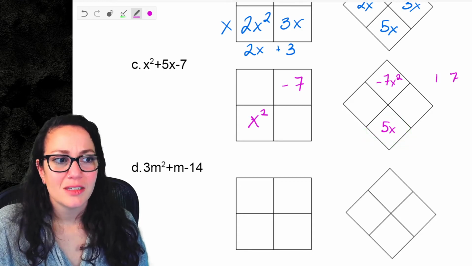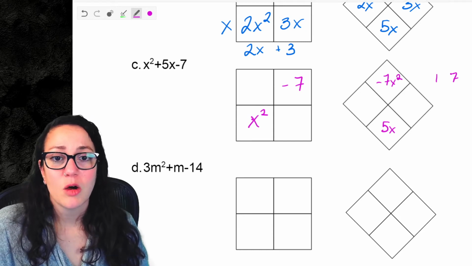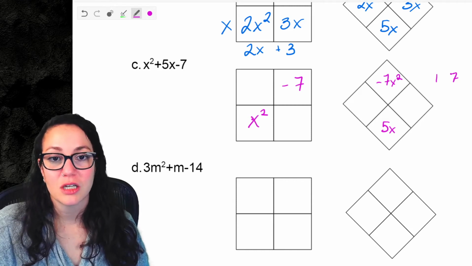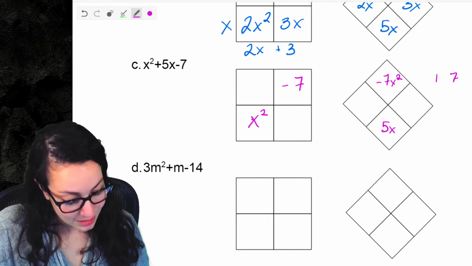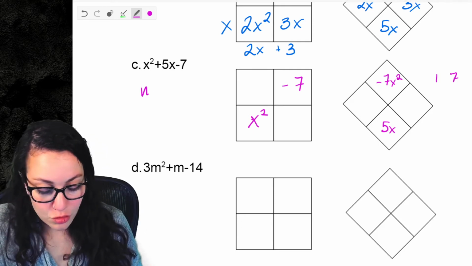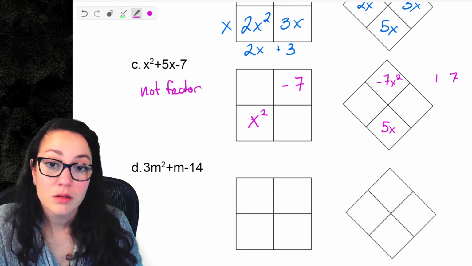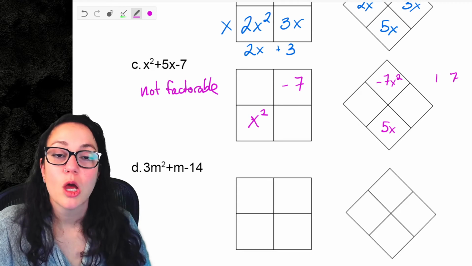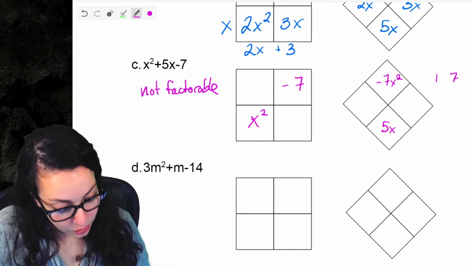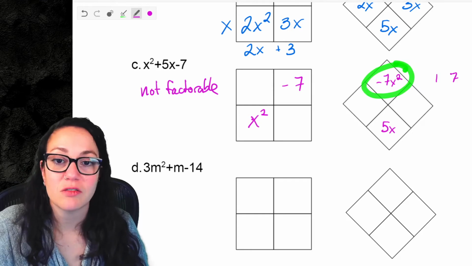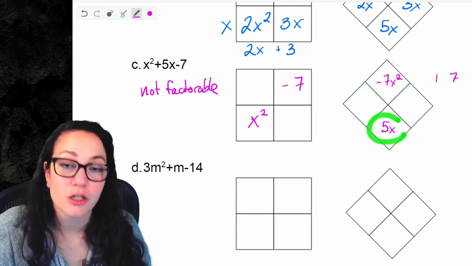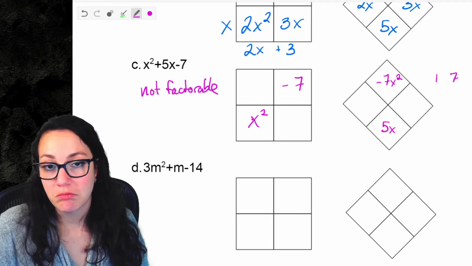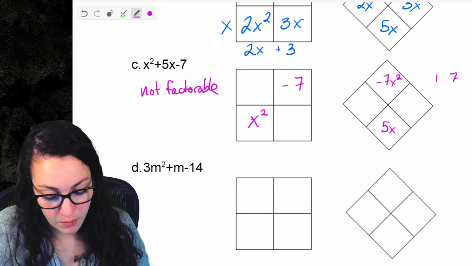Well, usually next I would think about what other factors of 7 there are, but 7 is prime. 7 doesn't have any other factors. So this quadratic is not factorable. And again, we can tell that it's not factorable because when we go over to our diamond problem, we see that there are no factors of -7 that will add together and give us +5. Well, that's kind of nice because now we're done. We can move on to our fourth factoring problem.